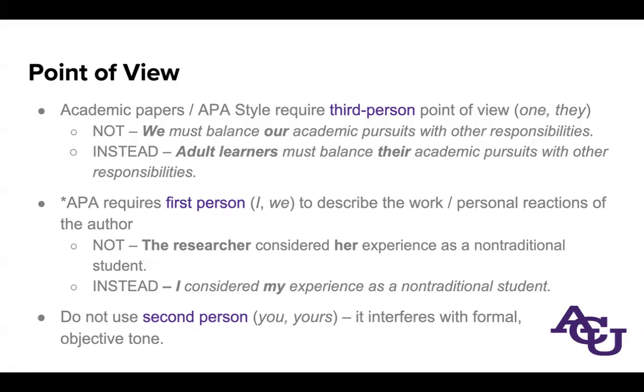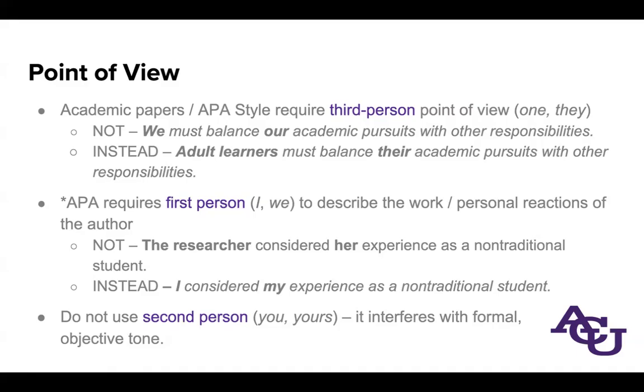So, point of view means the perspective from which you're writing, and APA does have grammar guidelines related to point of view. A lot of times we think about point of view or perspective as boiling down to what pronouns we use in a paper. So APA style and most academic writing, even if you're not in APA, require third person, which means you'll be using words like one or they. So instead of referring to people in general by saying we must balance our academic pursuits with other responsibilities, we would use language like adult learners must balance their academic pursuits with other responsibilities.